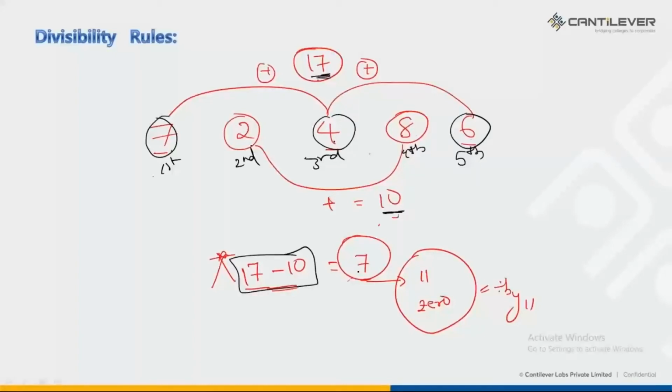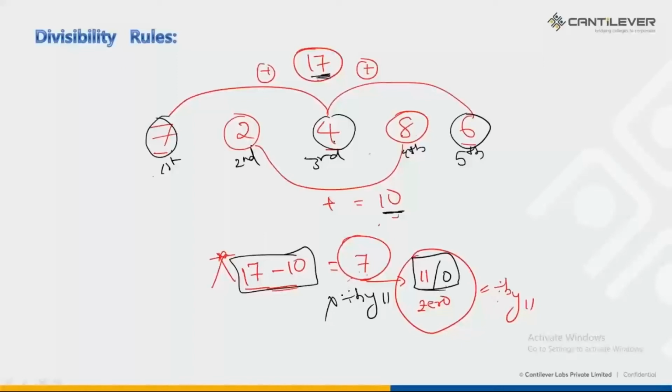I'm getting 7 here, right? If I am getting 7, that means it is not divisible by 11. I should get either 0 or 11. If I get either 0 or 11, then I will say it is exactly divisible by 11. Else it is not divisible by 11. Clear, Naimisha?